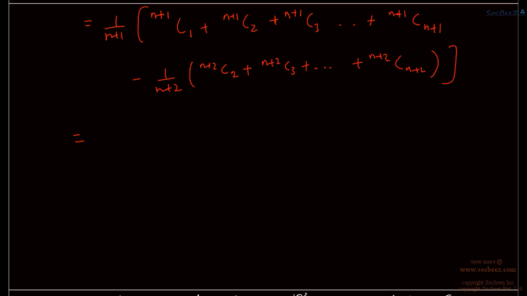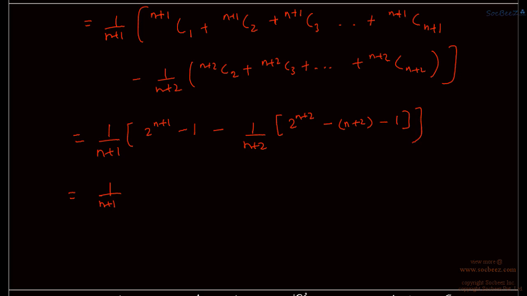The first one is actually, if there was n plus 1 C0, we could have written that as 2 power n plus 1. But since that is not present there, we just write this as 2 power n plus 1 minus 1. Okay. Similarly, the second one has 2 terms missing. So instead of 2 power n plus 2, this is 2 power n plus 2 minus n plus 2 C1, which is nothing but n plus 2, right? Minus 1. Right?